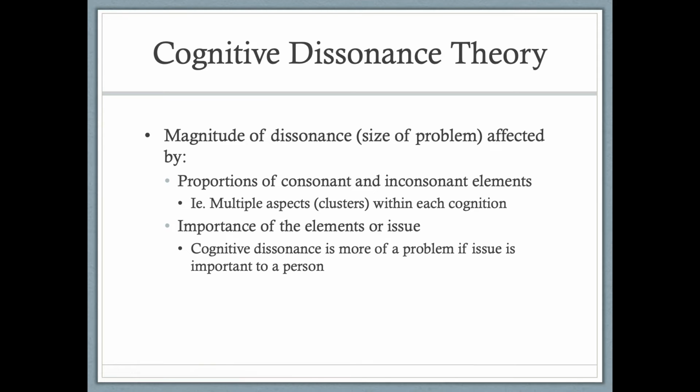Now, the magnitude of dissonance, or size of this problem, is affected by how much argument is out there, the proportion of consonant and dissonant elements. In other words, how big are the things that are consistent with what they already believe and how much of them are different? And also the importance of the elements or the issue. So like the other theory, if an issue is important to a person, it's harder for them to have two opposing ideas. If they don't really care about it, they can accept opposing ideas in their mind and not be bothered.